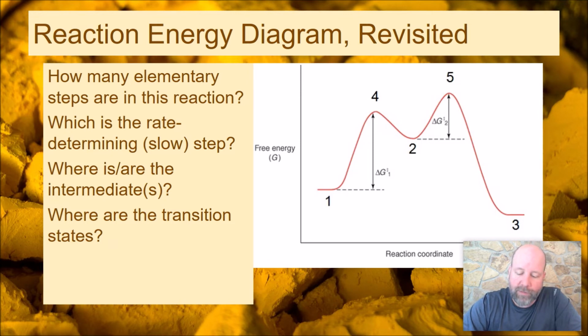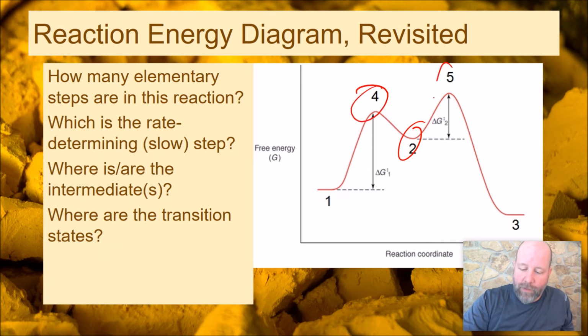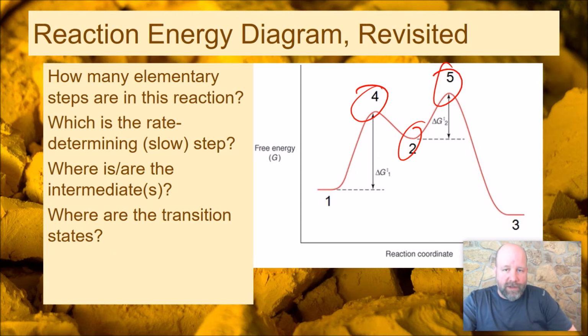What is the rate determining step? The slow step. That's the one with the highest activation energy. So the activation energy for this one, right, is only this much. The activation energy for this one is much bigger. So it looks like the first step is the rate determining slow step. The intermediates, like I said, are here at 2. And where are the transition states? Those are those moments when one thing is becoming the other thing, and that's happening at 4 and 5. Those are the 2 transition states.